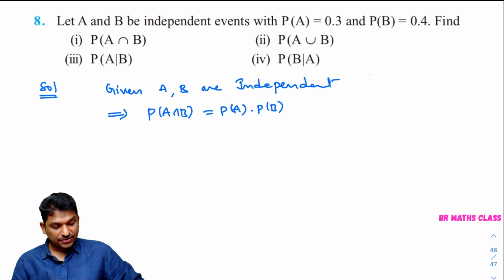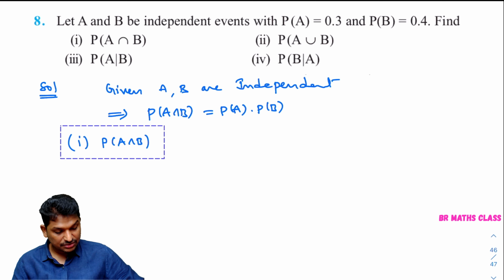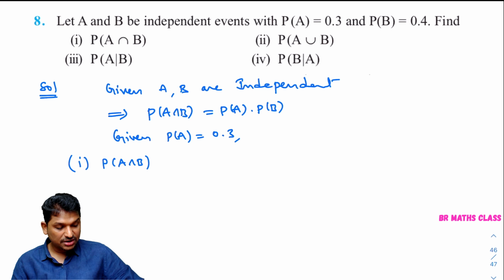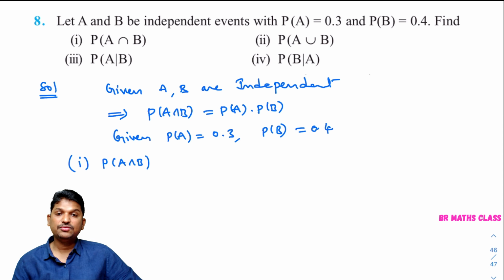What is the first bit in this? They are asking us to calculate probability of A intersection B. I'll write the given data also. What is the given data? Probability of A is given. What is probability of A? 0.3. Probability of B is 0.4.